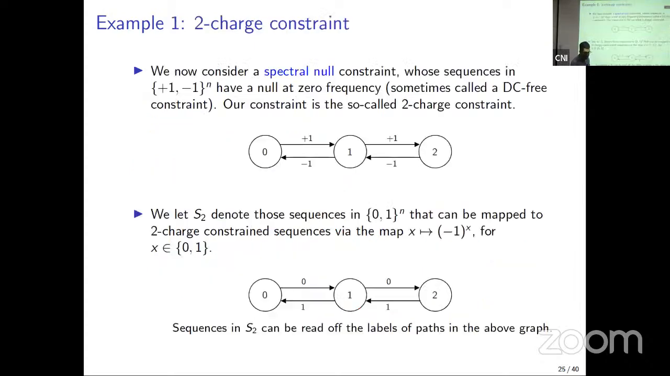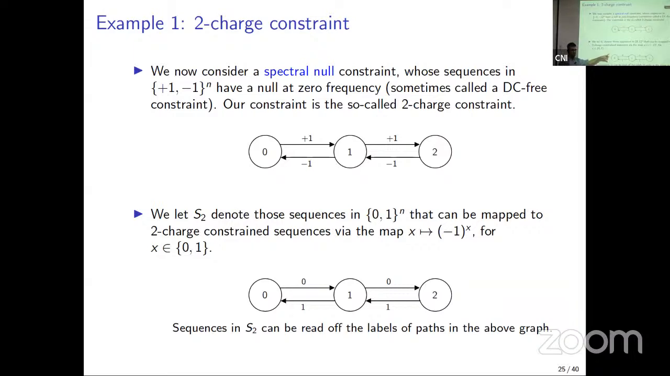So let's go to a slightly more non-trivial example. Let's look at a charge constraint. So these are constraints that basically require that the running sums of the sequences must not exceed a certain threshold and must not lie below a certain threshold.